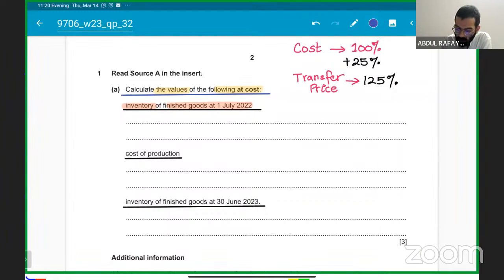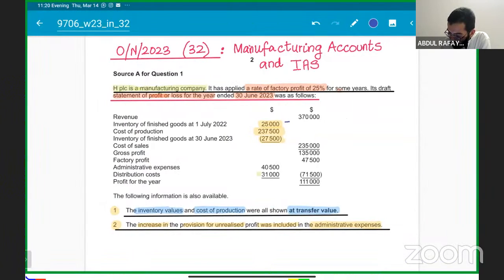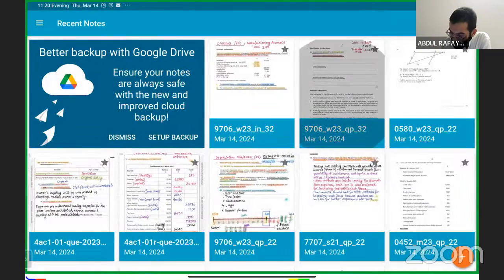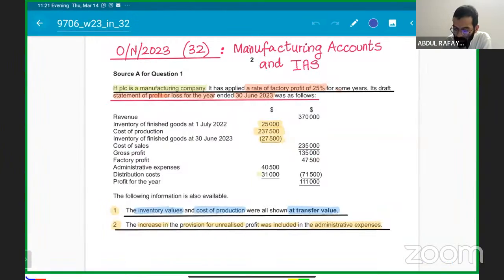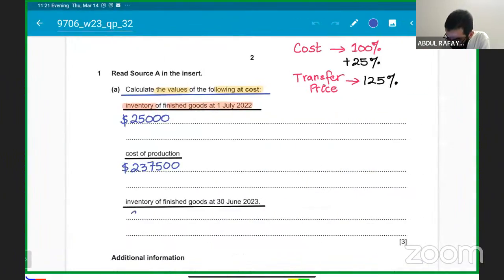So here we go, sir. Let's quickly write it down. Opening inventory is 25,000, 237,500 is the cost of production, and 27,500 is the closing inventory. Let me write it down: 25,000 and 237,500. These are the values at transfer price. And we have 27,500 as the closing inventory of the finished goods. We are talking about finished goods here.